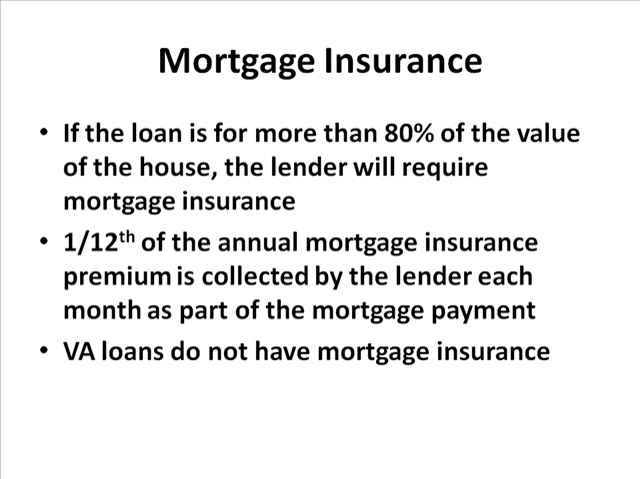If the loan is for more than 80% of the value of the house, the lender will require mortgage insurance. 1/12 of the annual mortgage insurance premium is collected by the lender each month as part of the mortgage payment. It's important to remember that VA loans do not have mortgage insurance, although conventional loans over 80% of the value and all FHA loans do have mortgage insurance.